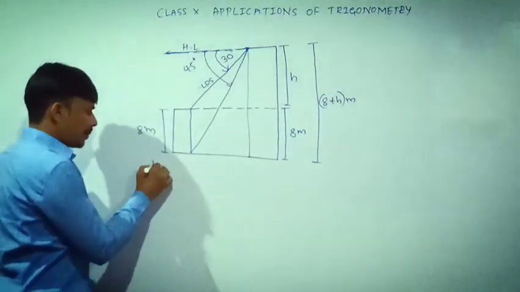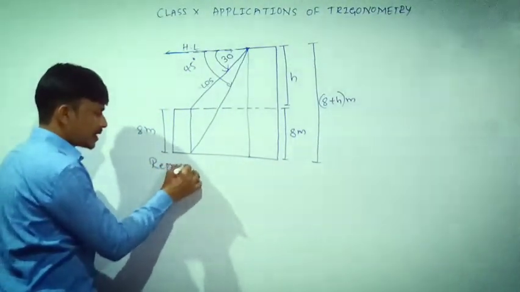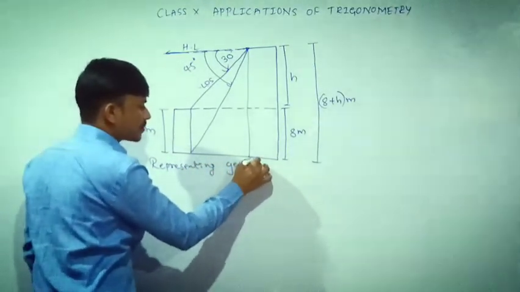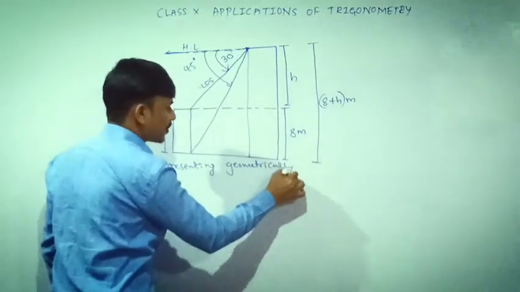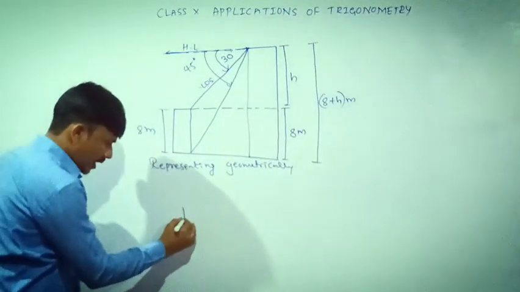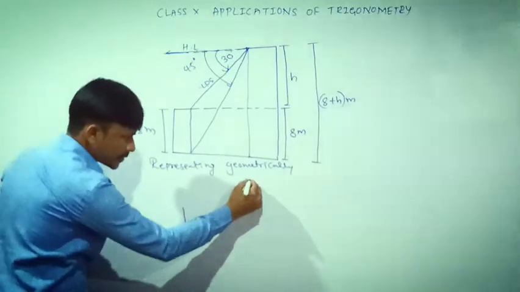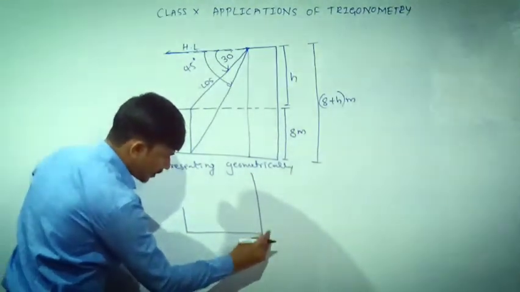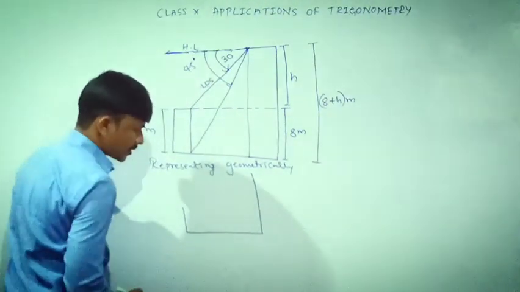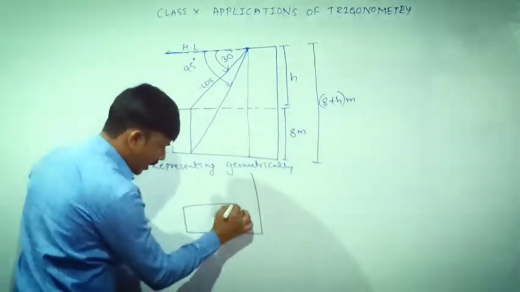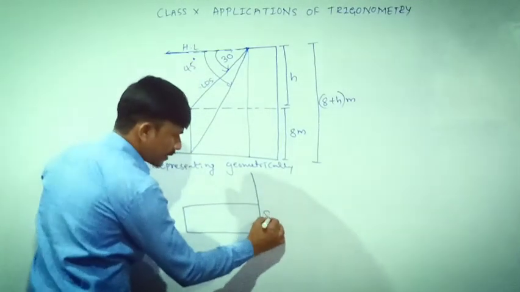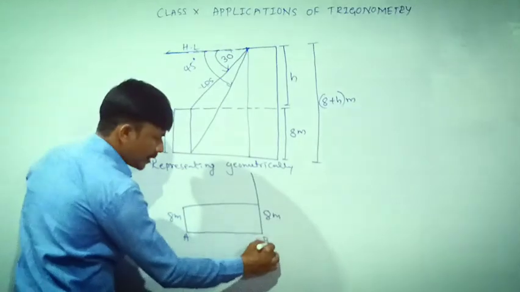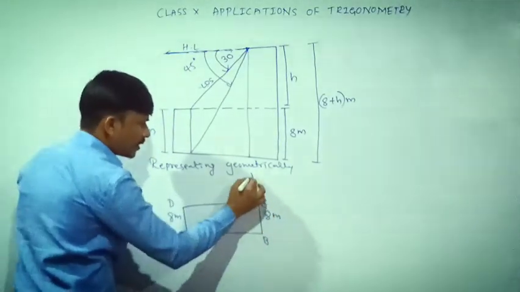Then representing this geometrically. Let us consider this one as the small building, this one as the tall multi-storied building. This is the ground, and this is the height of the building, 8 meter, and also this one is 8 meter. Consider A, B, C, D, E.